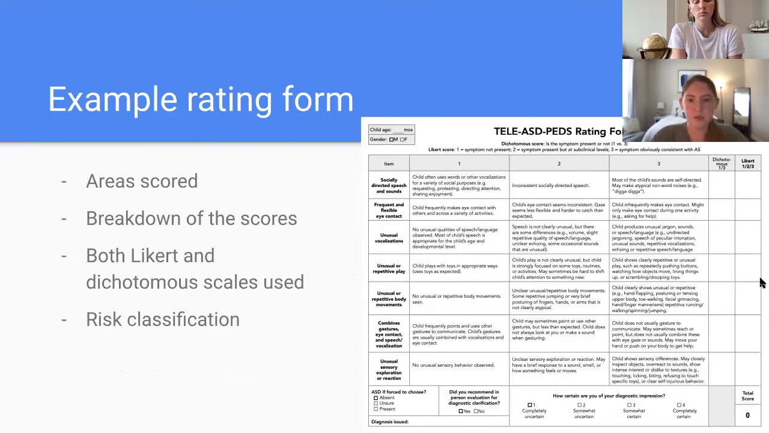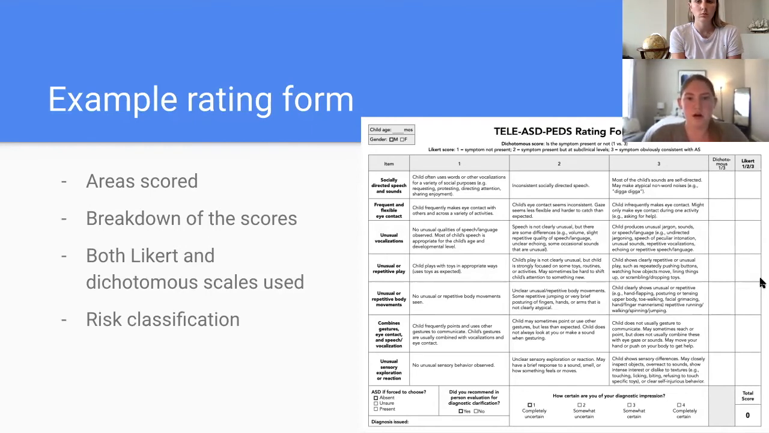So here we have an example rating form, and a full version of this rating form can be found on our Sakai page, so that you can see it a little bit more clearly. So basically the areas that are scored are socially directed speech and sounds, frequent and flexible eye contact, unusual vocalizations, unusual or repetitive play, unusual or repetitive body movements. The child combines gestures, eye contact, and speech. And finally, unusual sensory exploration or reaction. So those are all the areas that are assessed on this tool.